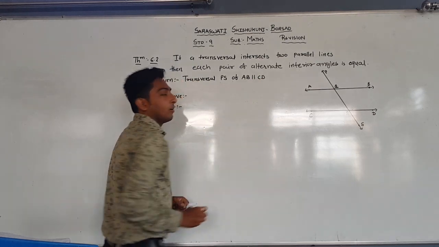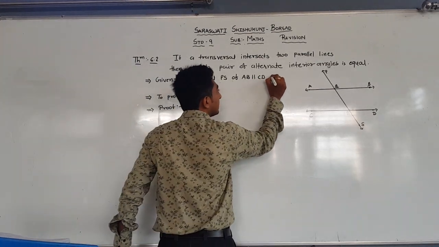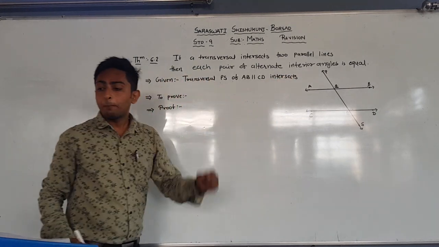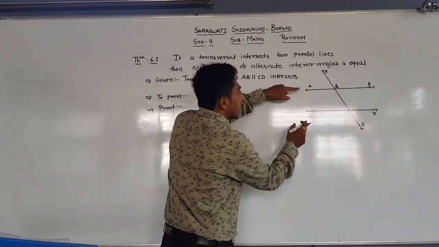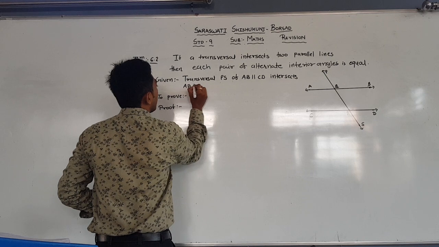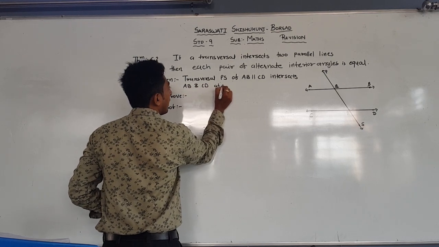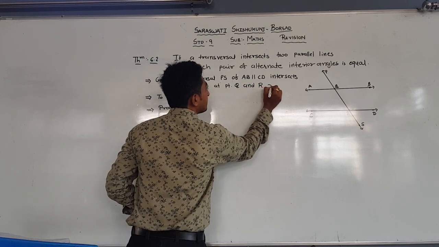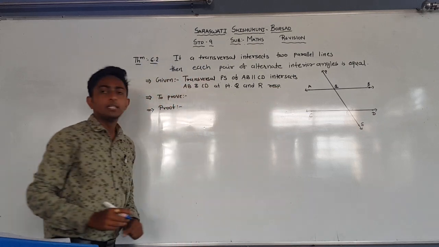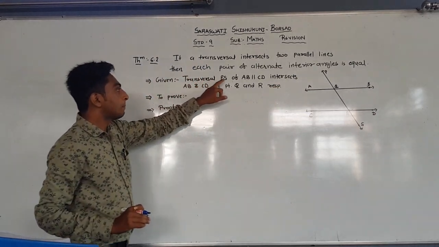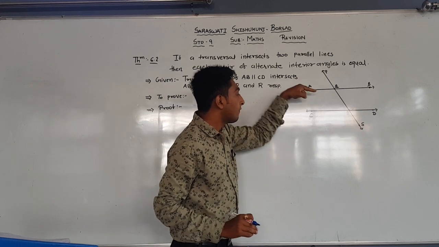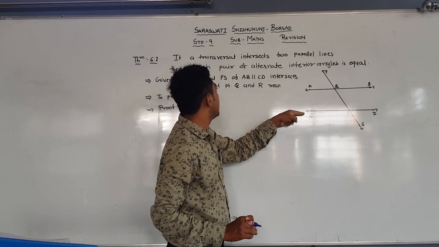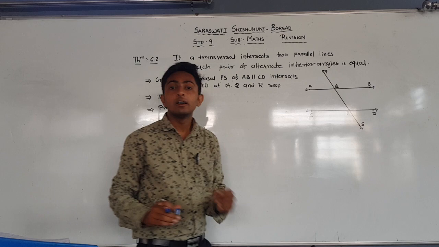intersects AB and CD at points Q and R respectively. This is our given statement. Transversal PS of line AB parallel to CD intersects AB and CD at points Q and R respectively.